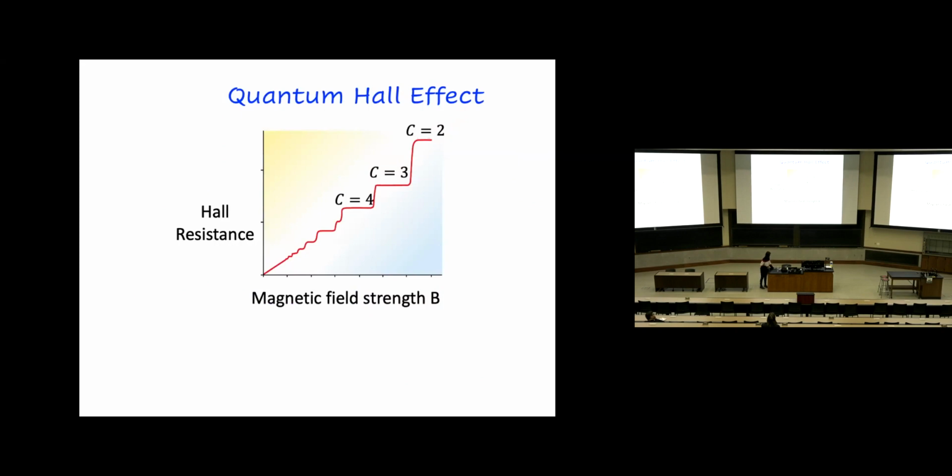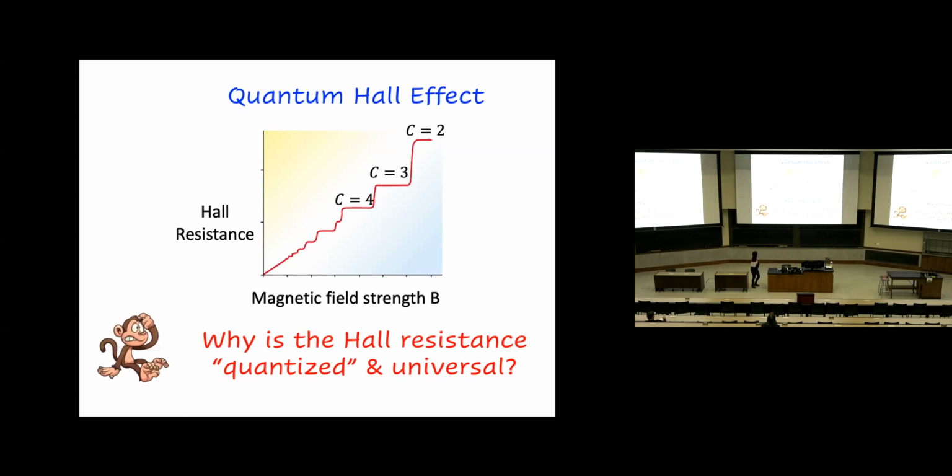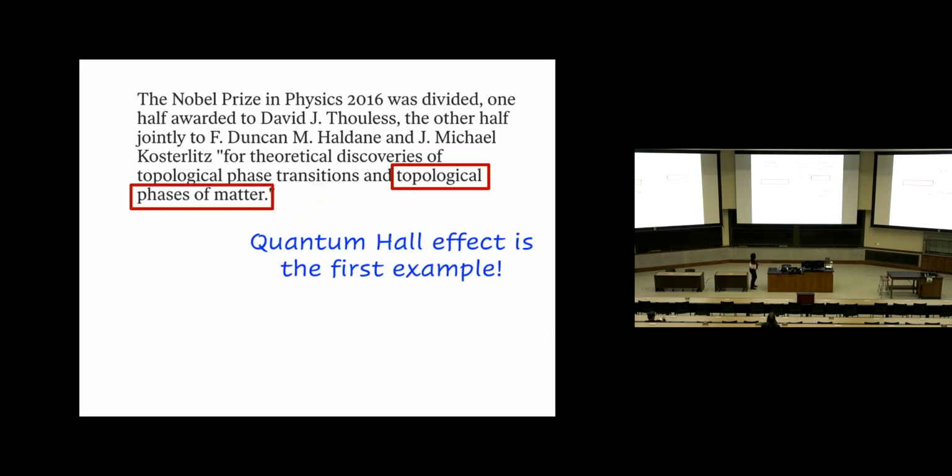So that's the quantum Hall effect. It's called this because these Hall resistances are quantized, and so this effect is called the quantum version of the Hall effect. Now the question is, why is the Hall resistance quantized? Meaning, why is it given by these integers, and why is it universal? This is a very natural mystery that people wanted to figure out, right? And answering this question led to the Nobel Prize in 2016.